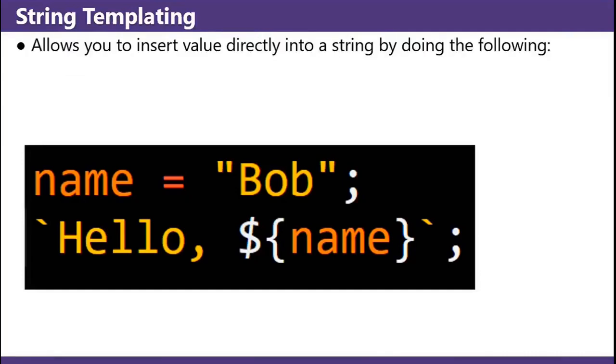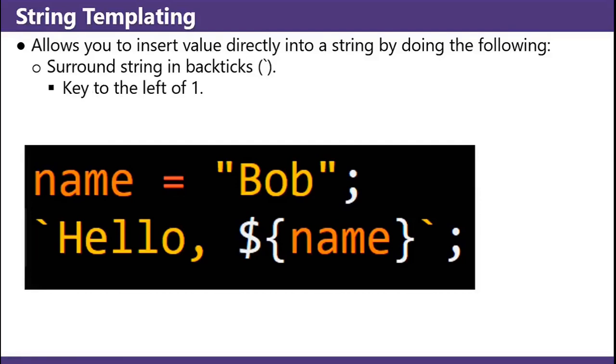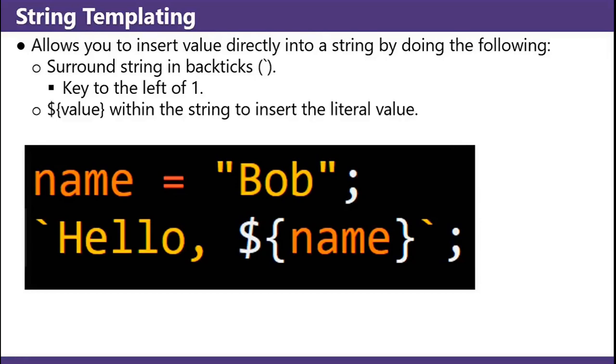String templating allows you to insert a value directly into a string by doing the following. Surround the string in backticks, which is the key to the left of the 1, and then you do ${value} within the string to insert the value. So here you have a variable, the name is the string 'Bob', and then you can say hello Bob and insert the name directly in there. Without string templating, if you wrote the string name, it would say hello name and not the actual value of the variable.